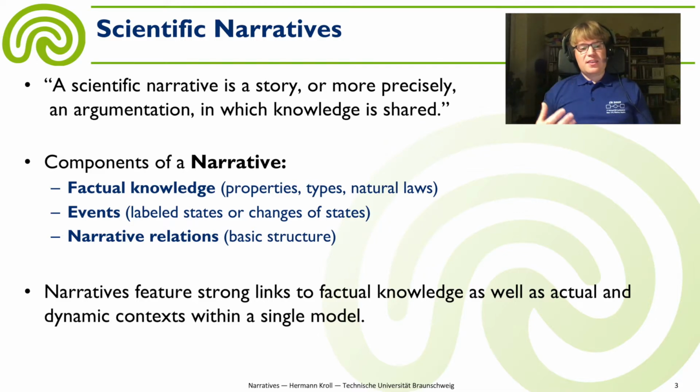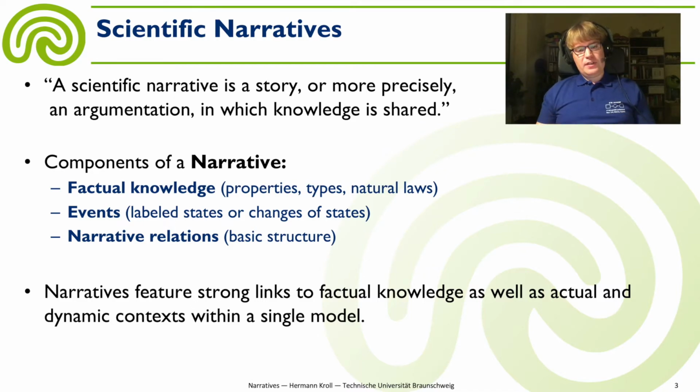And the last thing are narrative relations, because narrative relations form the basic structure. Narrative relations arrange events into some order. So for example, event A happens always before event B, or event A is the cause of event B, or the factual knowledge is the explanation that some event can be observed. So these are all narrative relations. And with this single model, narratives feature strong links to factual knowledge on the one side, as well as support actual and dynamic context within a single model.